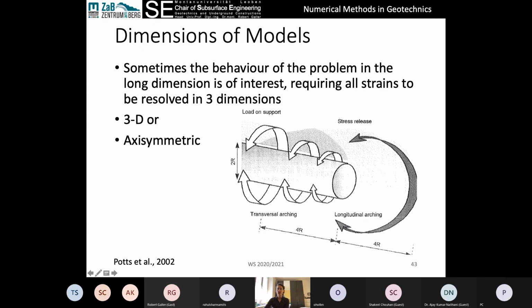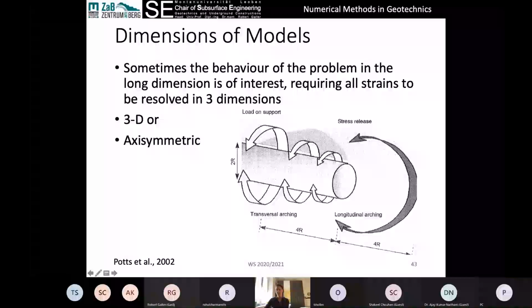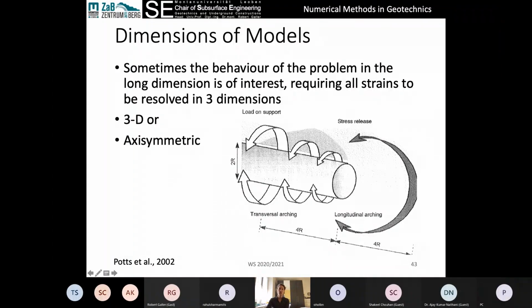And in this case, the plane strain model is not useful. We need to be looking into that third dimension. So there's two possible solutions. One is a full 3D model. The other is an axisymmetric model, which is a 2D representation of a three-dimensional problem.